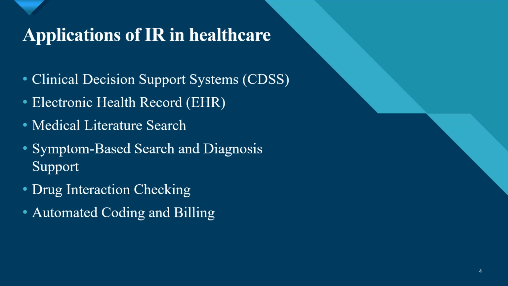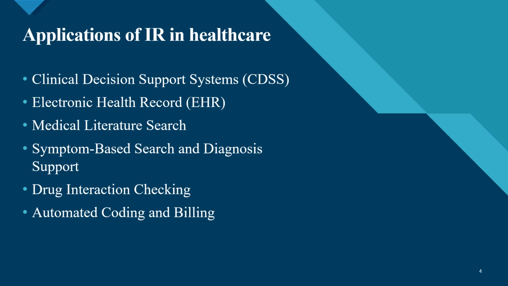The applications of IR in healthcare. IR is widely used and applied in healthcare across multiple domains. Here are some of them. Clinical decision support system, which helps doctors make informed treatment choices by retrieving relevant medical guidance and research. And the next one is electronic health records search, which enables efficient retrieval of patient history, lab results, and diagnosis from vast hospital databases. Coming to third, medical literature search. This is used by researchers to find academic papers, studies, and drug efficacy reports.